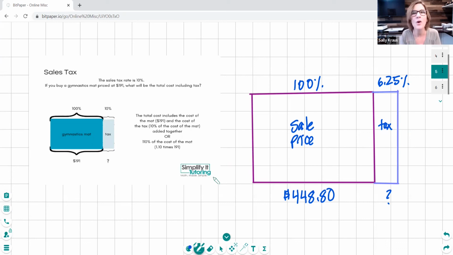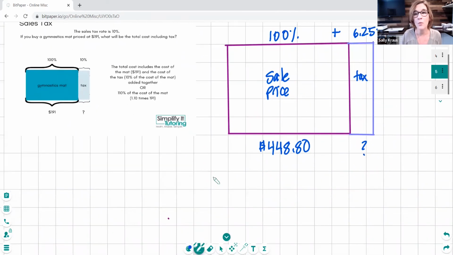There's always that pesky tax. It's on top of whatever your cost is. So now we know what we have to pay for the console, but we also have to figure out the tax. So you see, we have the sale price. We have to pay 100% of whatever the sale price is. We figured that out above, $448.80. Plus we have to pay the sales tax. So you have to pay both of those together. So you could figure that out. 100% plus 6.25% is 106.25%, right? Because you have to pay the 100% plus the sales tax of whatever your selling price is.